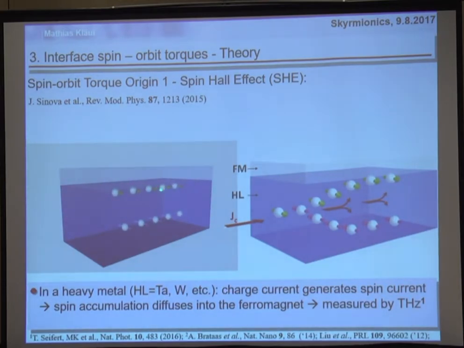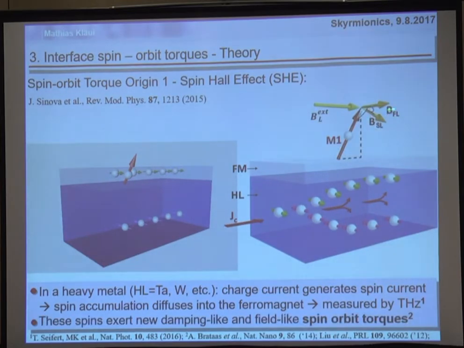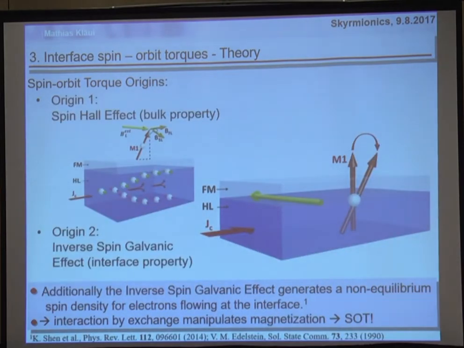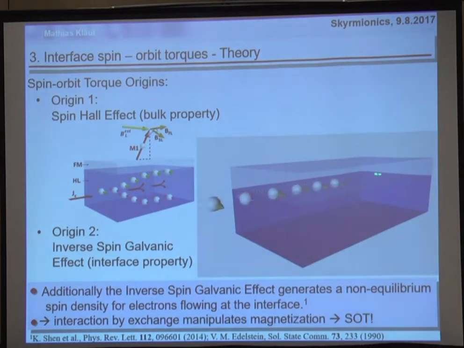They then diffuse across the interface into the ferromagnet, and through the transfer of angular momentum, they manipulate this ferromagnet and exert torques that give skyrmion motion and control. Now, in addition to this bulk effect, there is also an interface effect, which is the inverse Edelstein effect, and that leads to a non-equilibrium spin density for electrons flowing at the interface, and these then act by exchange on the magnetization and manipulate it.